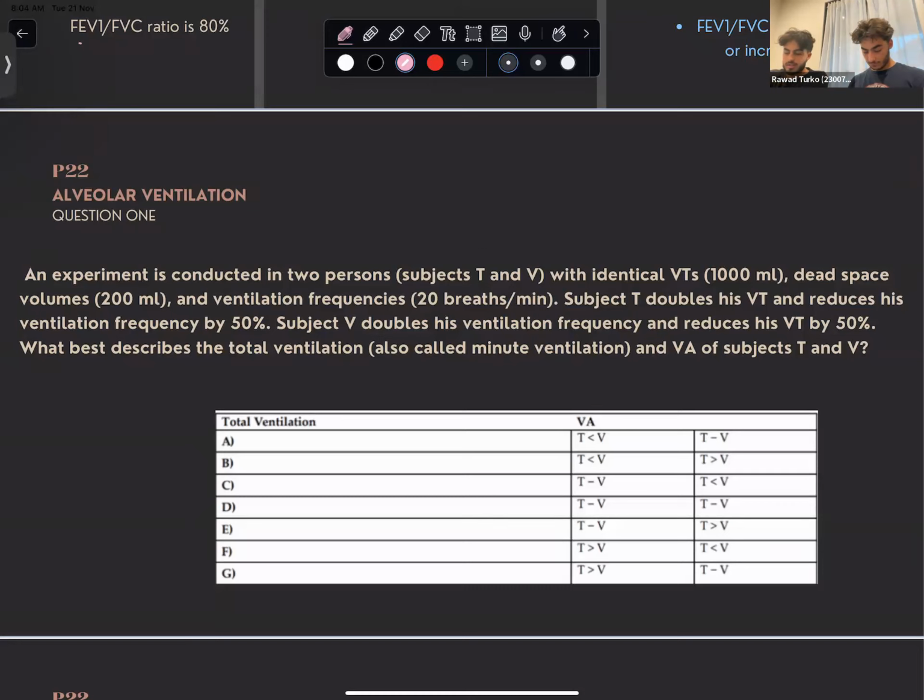So this is a calculation problem. They're asking for 2 things. They're asking for total ventilation, which is this right here, and they're asking for VA, which is this right here. So what would happen?